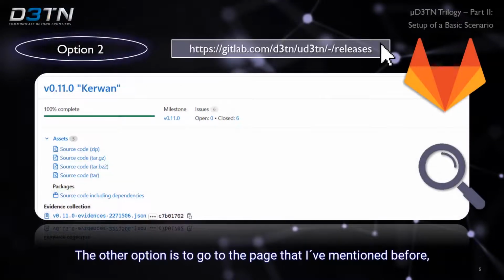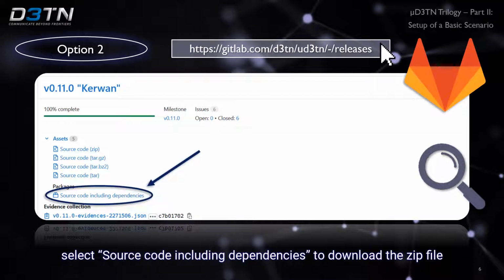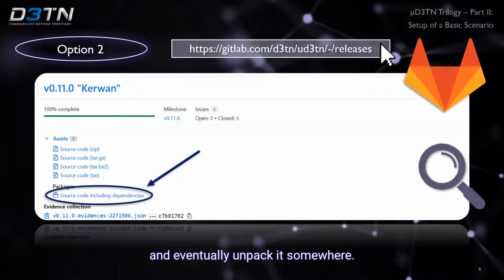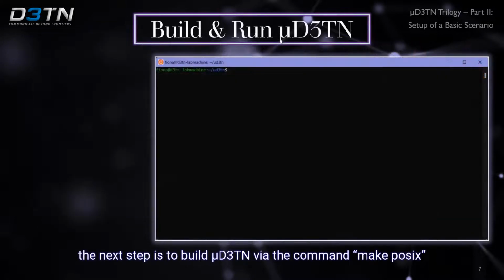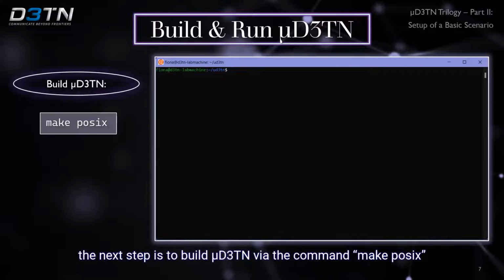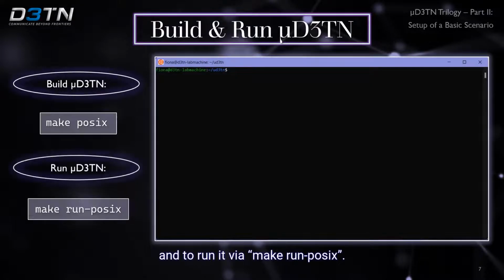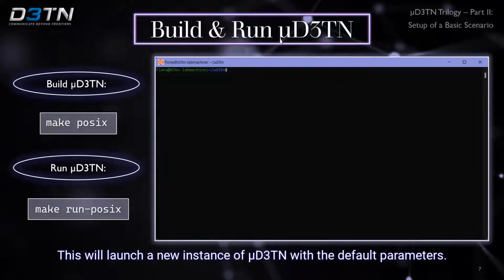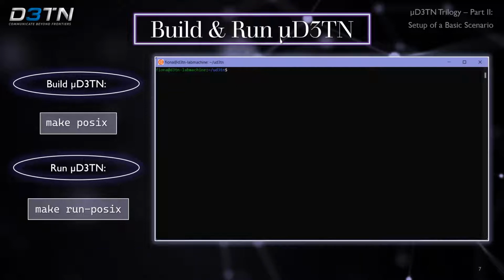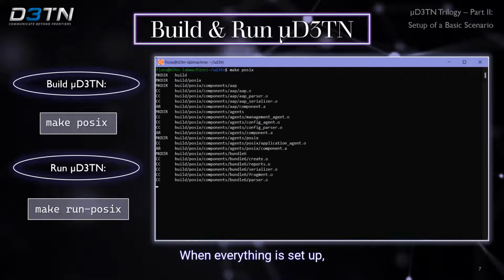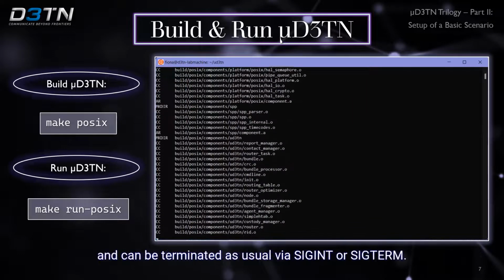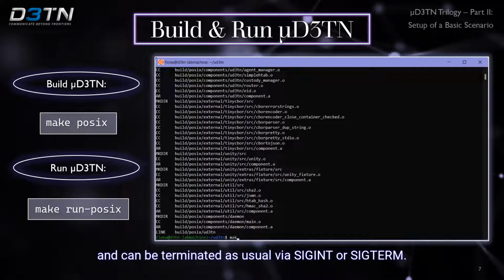The other option is to go to the page that I've mentioned before, select source code including dependencies to download the zip file and eventually unpack it somewhere. Now that we have gotten the source code, the next step is to build µD3TN via the command make posix and to run it via make run-posix. This will launch a new instance of µD3TN with the default parameters. When everything is set up, the daemon will continue running and can be terminated as usual via SIGINT or SIGTERM.